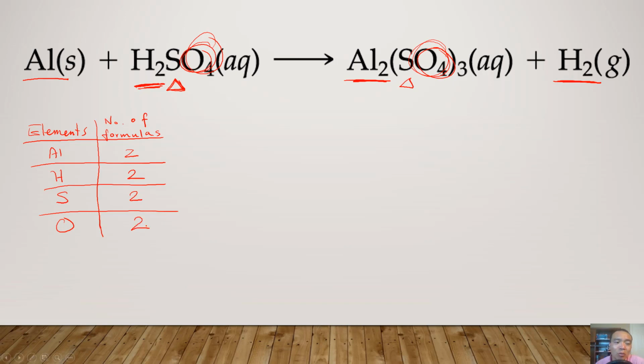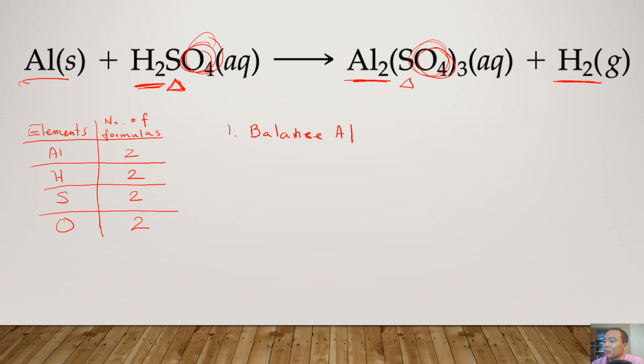As we can see, all the elements appear in the same least number of formulas. So this just tells us we can start balancing any element first. You will be able to balance this equation pretty easily. So let's just pick one way to balance it. For example, if we balance aluminum first.